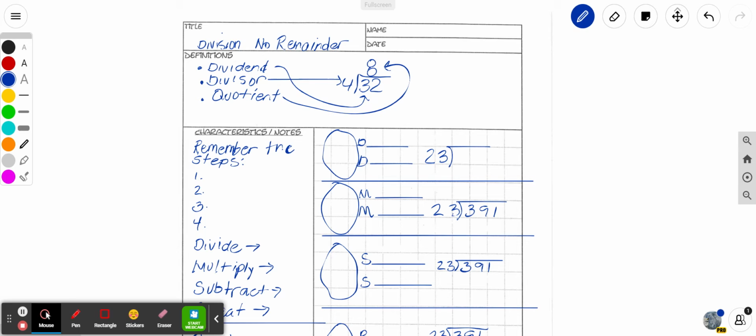So make sure you know those terms. Dividend is the number that is being divided. Divisor is the number that divides the dividend, and a quotient to a division problem is the answer. Okay, so in the notes section here, we have a note, remember the steps. So the steps that I want you to remember when you're dividing are divide. So the first thing we do is divide.